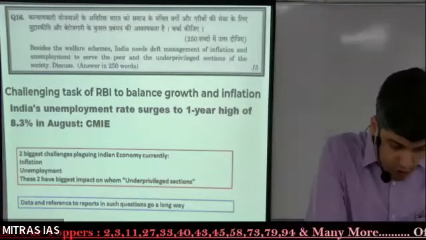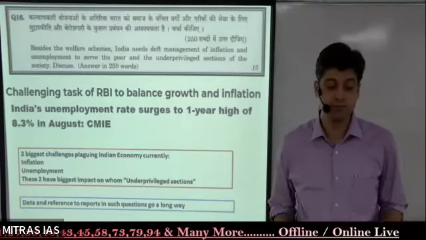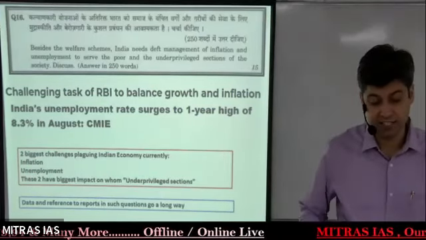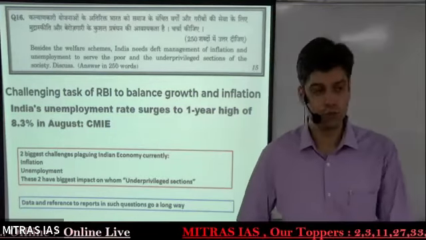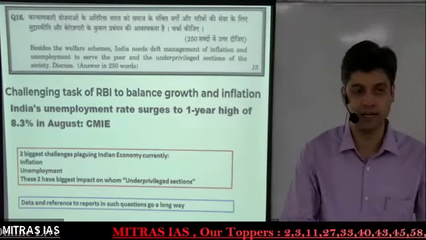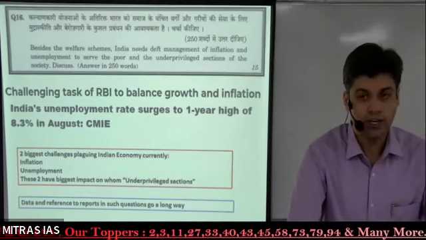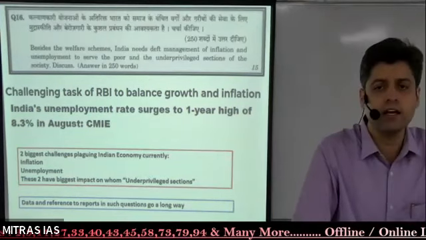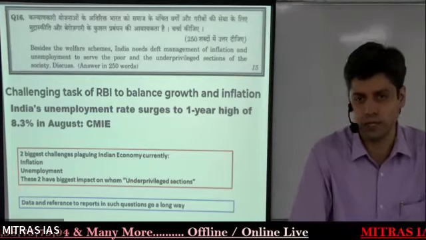The next question, we will discuss GS2. Besides the welfare schemes, India needs deft management of inflation and unemployment to serve the poor and the underprivileged sections of society. Discuss. So tell me, in the last 4, 5, 6 months, especially after the pandemic, unemployment has been the burning issue. Second, inflation: in the last 6 months CPI inflation has been above 7 in all these 4, 5 months, except one time when it was nearly 6.7.